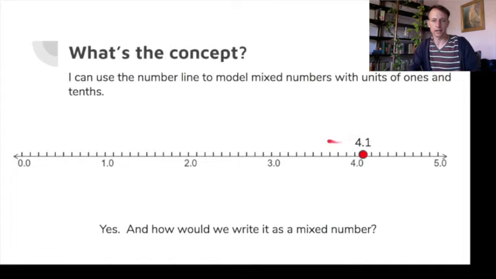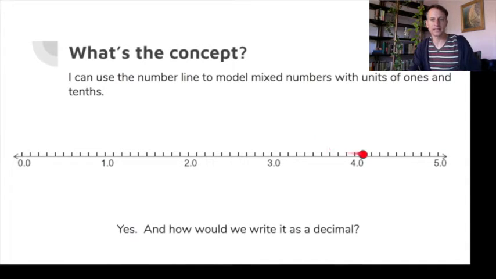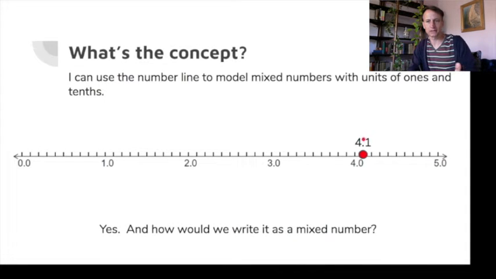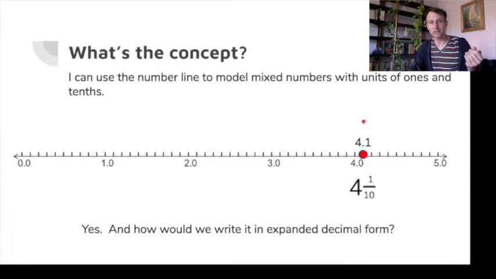Oh, sorry. Go back. How would we write that as a decimal? Oh, you already saw it. Okay, all right. 4 and 1/10. 4.1 is what we'd write. How do we write that as a mixed number? In other words, as a fraction form. 4 and 1/10. See, so what we say in decimal is what we write in fraction as well.